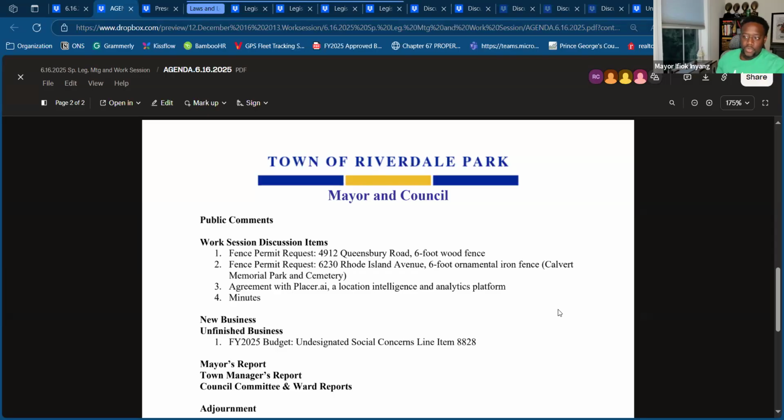One item I think we can remove is the undesignated social concerns item from unfinished business, since we discussed that. That's not the presented agenda, but the amended agenda. Any other amendments to the agenda? Okay. Is there a motion to approve the agenda as amended that removes the FY25 budget undesignated social concern line item 8828 from unfinished business?